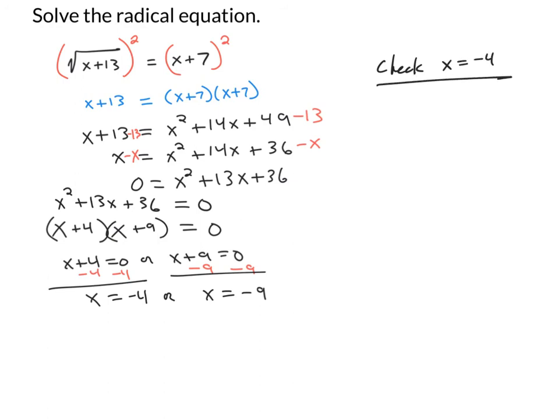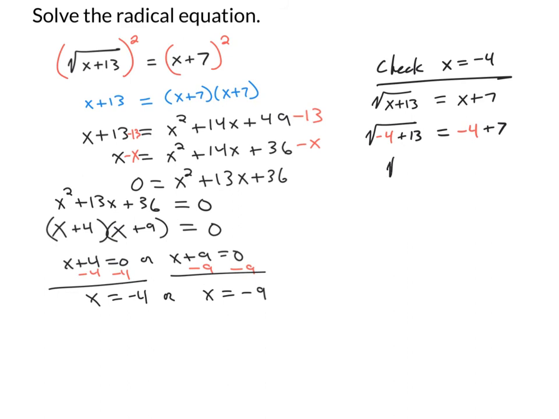So what that means is I need to take my original problem, which was this, and I need to put a negative 4 in for x. So I'm going to put a negative 4 in here. The rest stays the same. And then on the other side, I'm going to put a negative 4 in for the x again. And I'm going to see if the left side works out to the same as the right side.